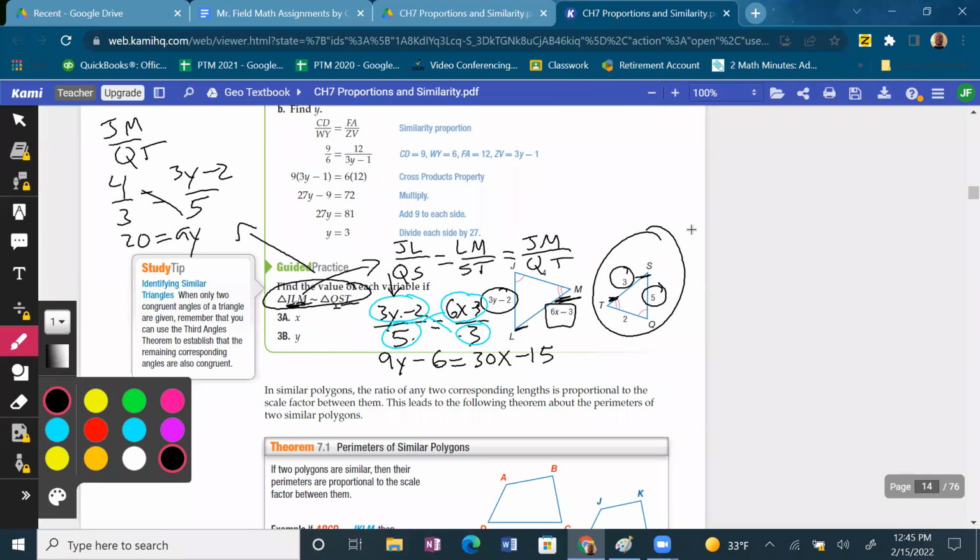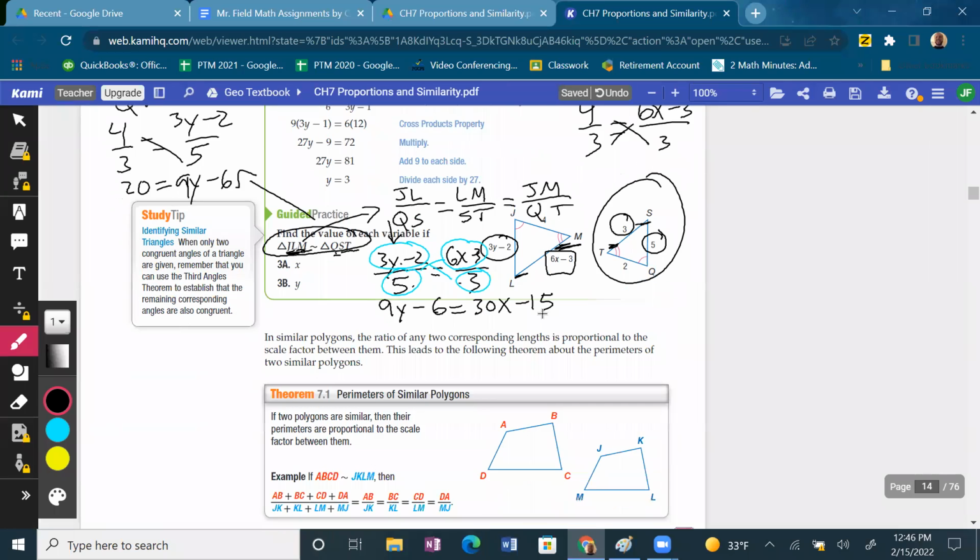But I did not look at this. And then we solve for y. And then separately over here, we could do the 4 over 3 equals 6x minus 3 over 3. Cross multiply and solve for x. Okay, so I'll leave that for you guys to do.